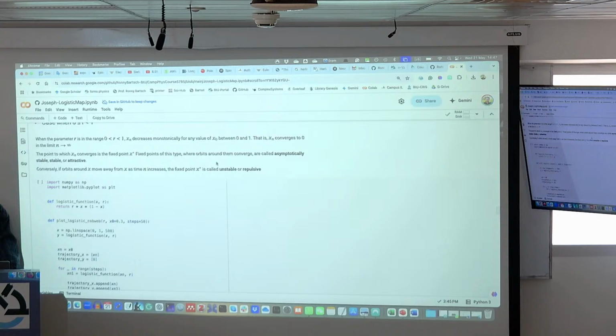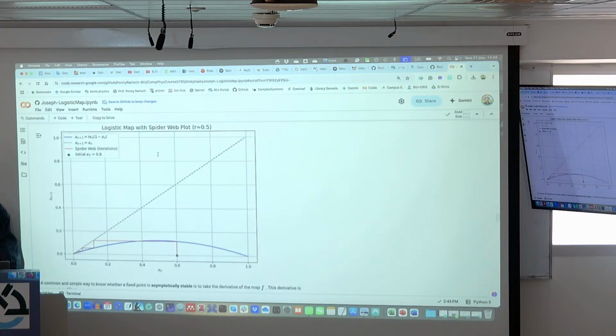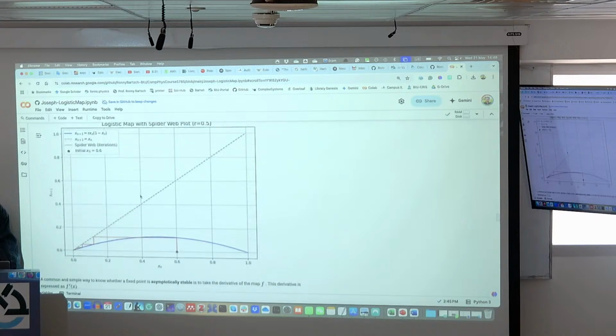So what we just plotted is just the stable point. Here I showed that when r is smaller than 1 and bigger than 0, it will converge to the 0 point, the stable point.